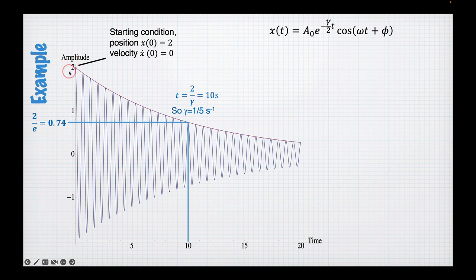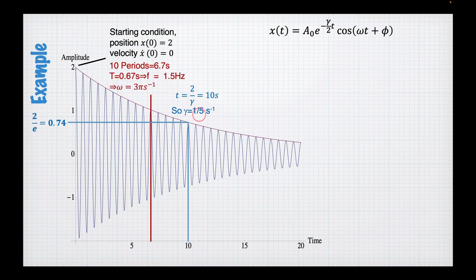So we're starting with an amplitude of 2. It'll decay by a factor of e when it reaches 2 divided by e, so that's 0.74. That occurs when time is equal to 10, which means that 2 divided by gamma must be equal to 10 seconds, or in other words, gamma is equal to 1/5 seconds to the minus 1.